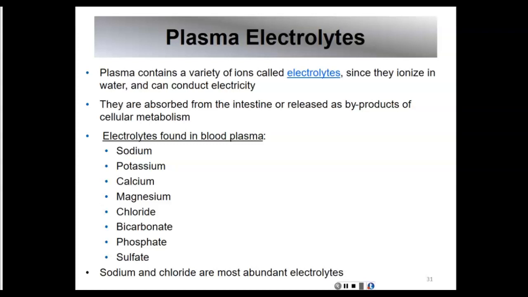Plasma contains a variety of ions called electrolytes. Since they ionize in water and can conduct electricity, they are absorbed from the intestine and released as byproducts of cellular metabolism. Electrolytes found in blood plasma are sodium, potassium, calcium, magnesium, chloride, bicarbonate, phosphate, and sulfate. Sodium and chloride are the most abundant electrolytes.